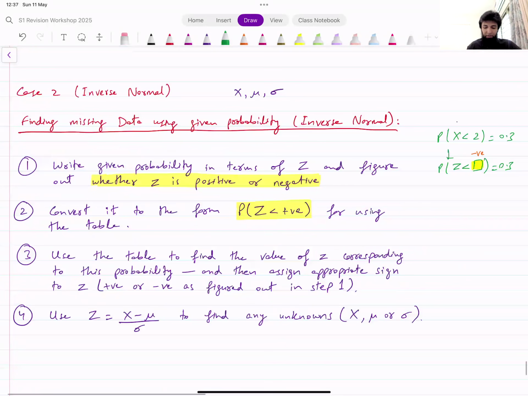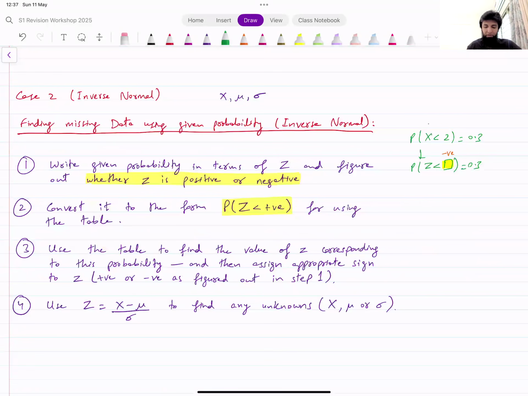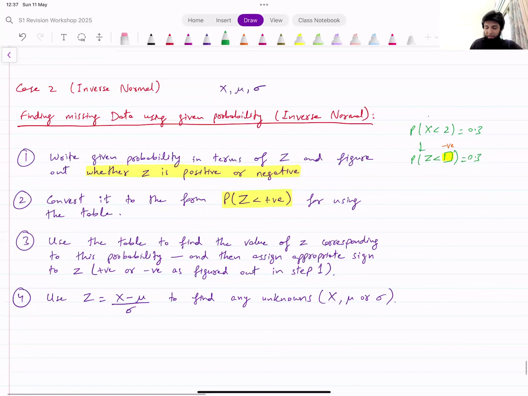You have the probability given. You write that probability in terms of z first of all, and you have to find missing information from the data. So something might be missing from this. Figure out whether z is positive or negative, convert that to this standard form, and then use the table to find the value of z corresponding to that probability value, assign the appropriate plus minus sign to that, and then use the formula to find any unknowns that we have.